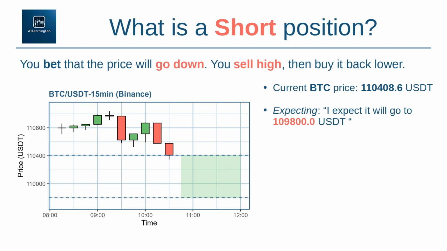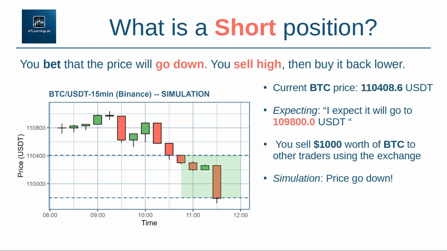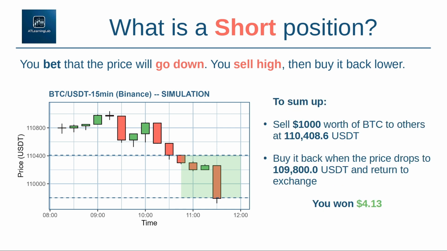So what you are doing here is you sell $1,000 worth of Bitcoin of the exchange to the other traders. Then let's say that in the simulation, again, the price goes down and goes to your target price. At this point, you buy back the same amount of Bitcoin but at a lower price and return this Bitcoin to the exchange. To sum up, you sell $1,000 worth of Bitcoin to others at the initial price and then buy it back when the price drops and return this Bitcoin to the exchange. So with this movement, you won $4.13 US.